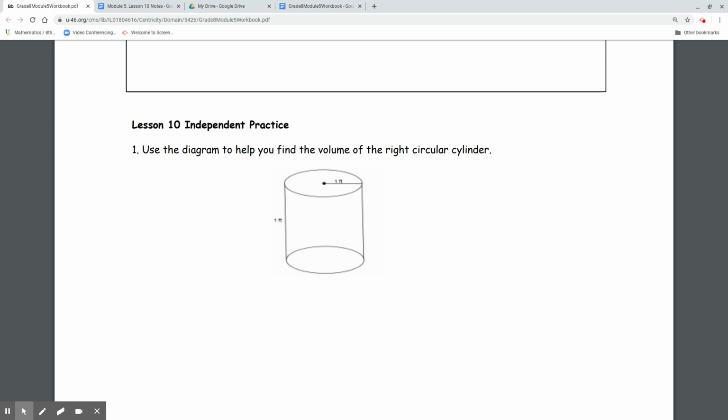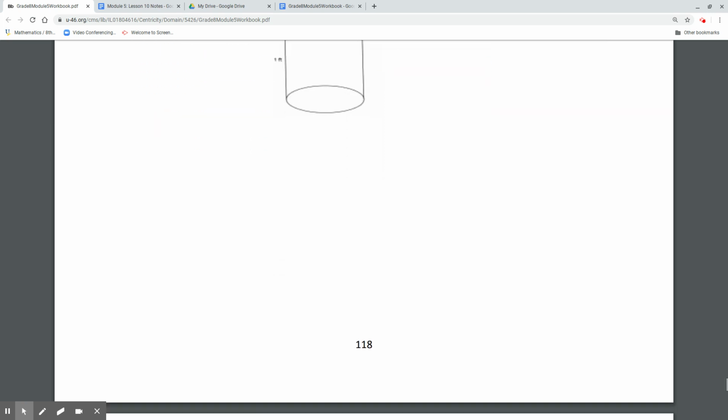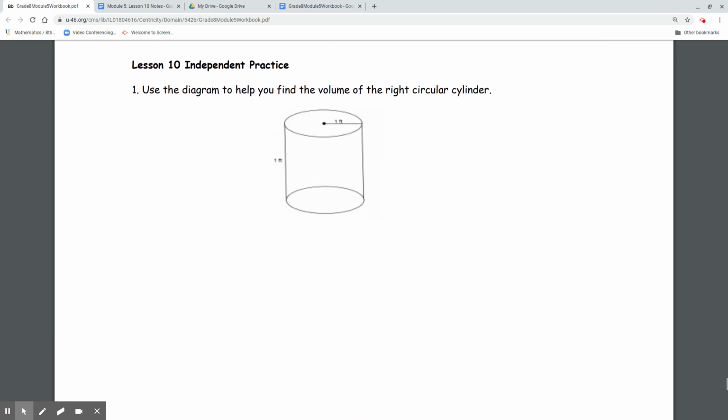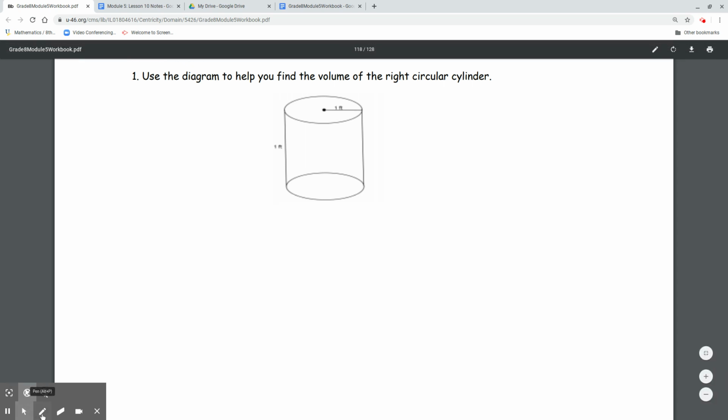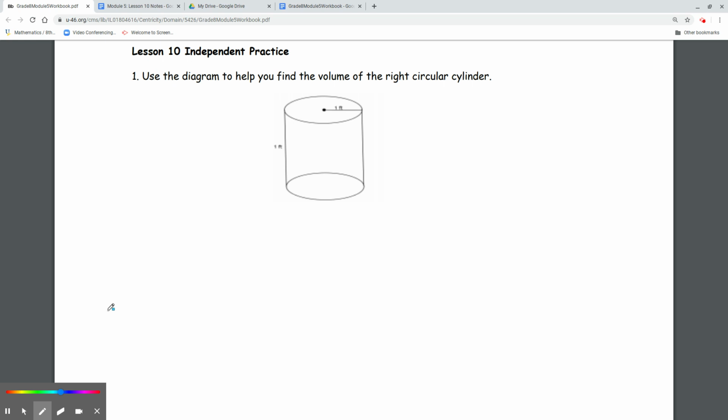All right, guys. So we are back. And now we're going to be looking at the first problem from the lesson, which is problem number 1 on page 118. So we're going to try to find the volume of the cylinder. So we're going to use the formula that we talked about on the notes page. I'm going to go ahead and pause and put that on the screen for you guys to look at.